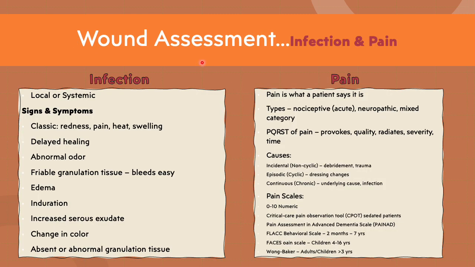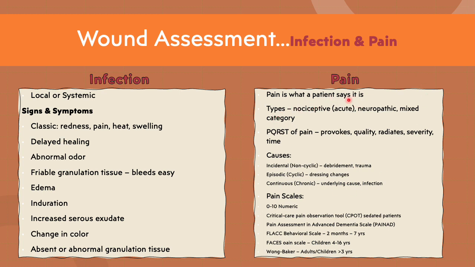Wound assessment also includes assessing for signs of infection and assessing pain. When assessing infection, the symptoms can be local or systemic. Classic symptoms include redness, pain, heat, swelling. Other symptoms include delayed healing, abnormal odor, friable granulation tissue, edema, induration, increased serous exudate, change in color, absent or abnormal granulation tissue. Pain assessment is very important as well.